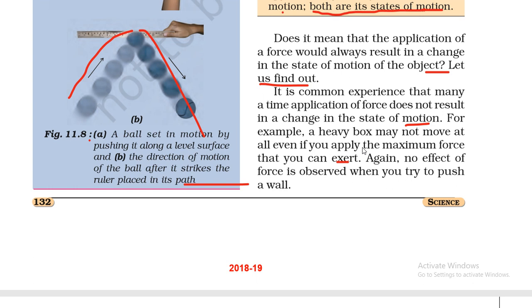So it means it is not necessary that after applying a force the object will be in motion, but if the force is very large then it will be. So you can see here again, no effect of force is observed when you try to push the wall.